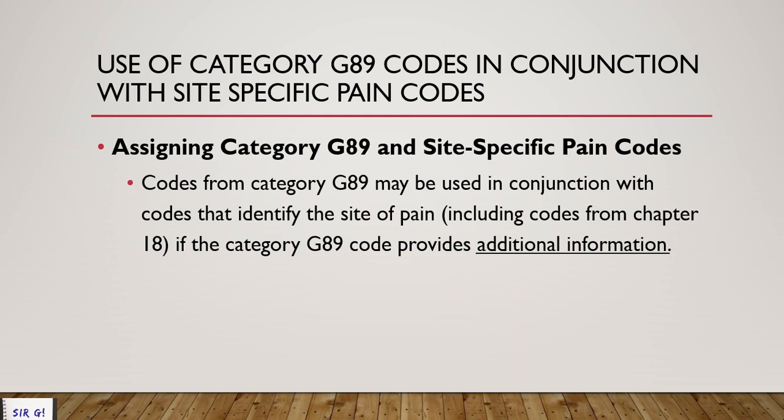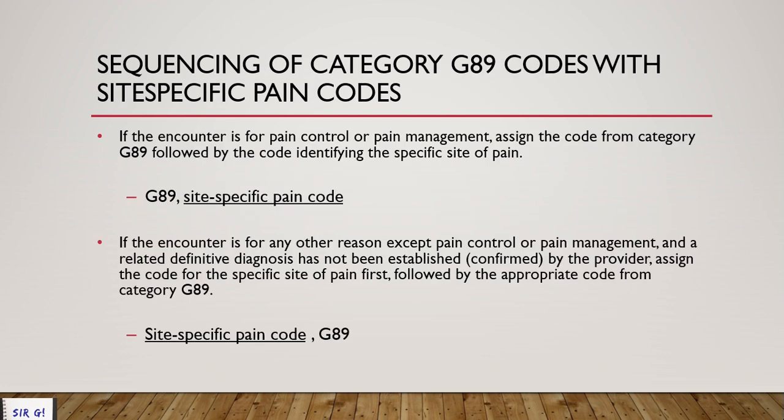Next, use of category G89 codes in conjunction with site-specific pain codes. In this guideline, remember, your G89 is pain unspecified or not elsewhere classified, and there are also specific pain codes available. So a code from category G89 may be used in conjunction with the codes that identify the site of the pain. Within chapter 18, the category G89 codes provide additional information. Okay, so here's the example.